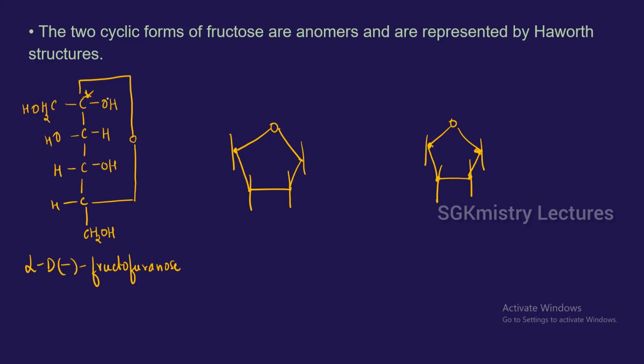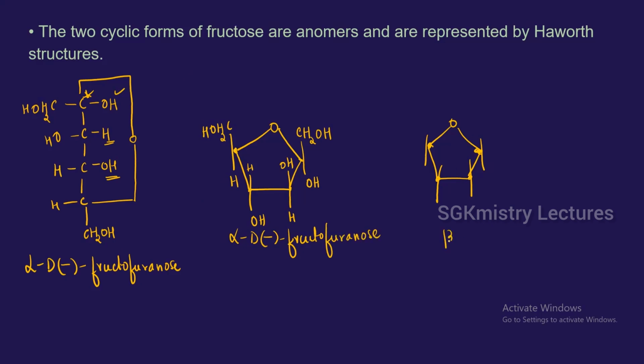So now in the first case, let me write OH below. Whatever is on the right, I'm going to write below. The CH2OH will be on the top. Here H is on the right, so H down, OH above. Here OH is on the right, so I'm writing OH down, H above. Then we have H and CH2OH. Like how we wrote for glucose, the same thing. I'm going to write CH2OH above. Now this is the alpha D minus fructofuranose.